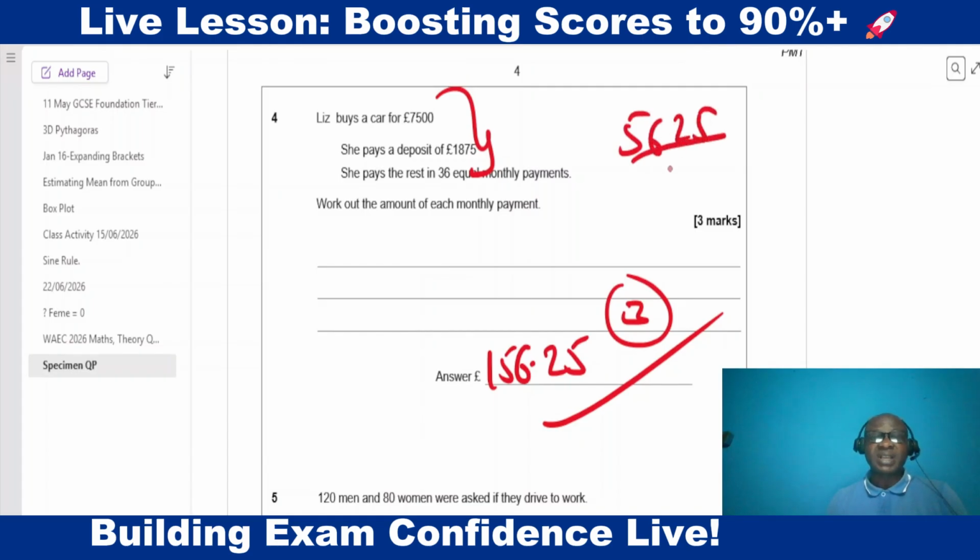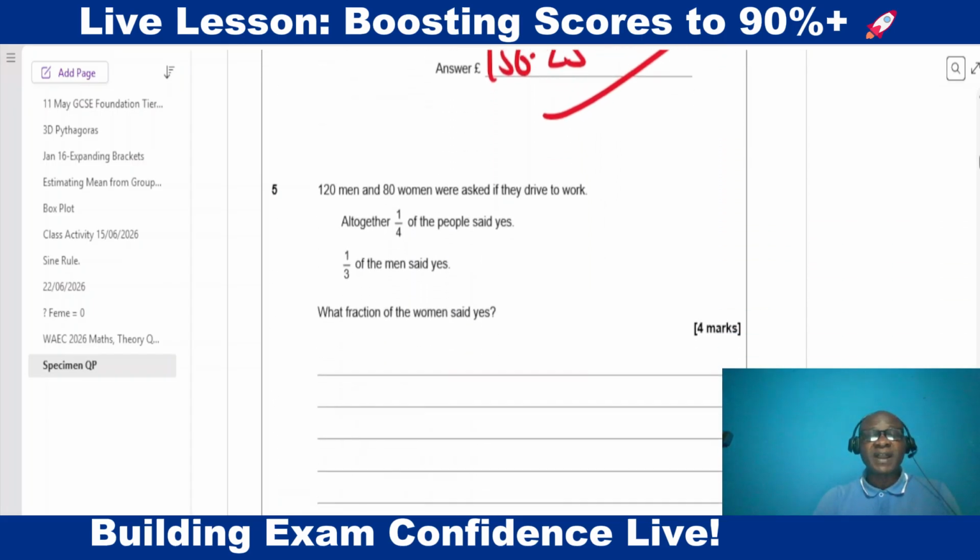So what will be left is 5,625. Because it's a calculator question, you divide by 36 because you are paying the instalment payment in 36 equal months. Therefore, you divide by 36. That will give us exactly what you got, which is going to be 156.25. All right, so that is 3 marks. We move to question number 5.